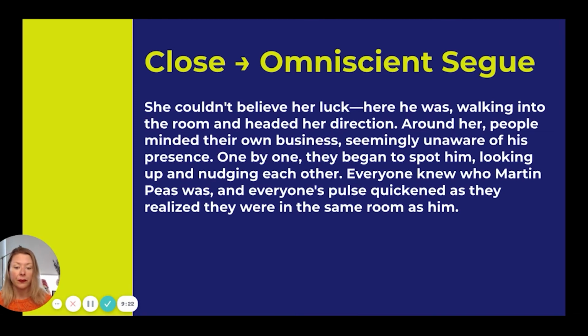All right, so if we break this down, this little paragraph that I wrote starts in close third. She couldn't believe her luck. Here he was walking into the room and headed her direction. That's the first sentence, in close third. The next sentence starts in close third as well. Around her, people minded their own business, seemingly unaware of his presence.